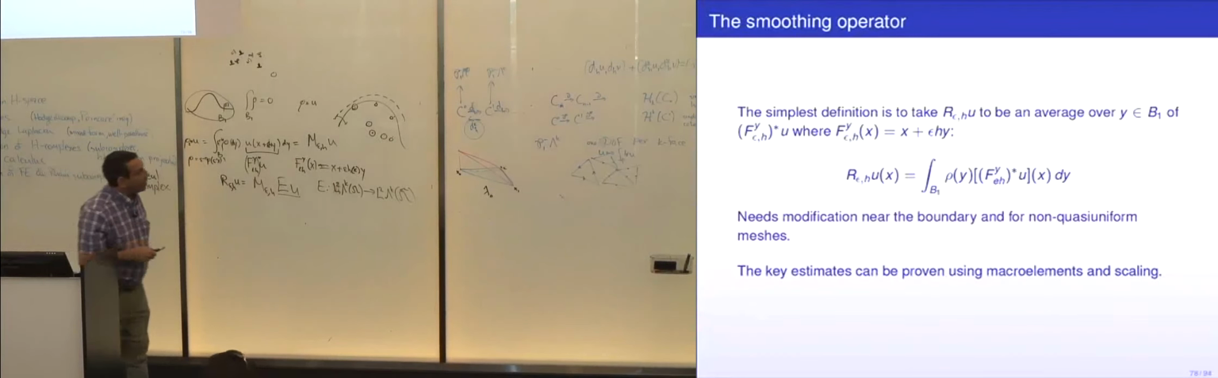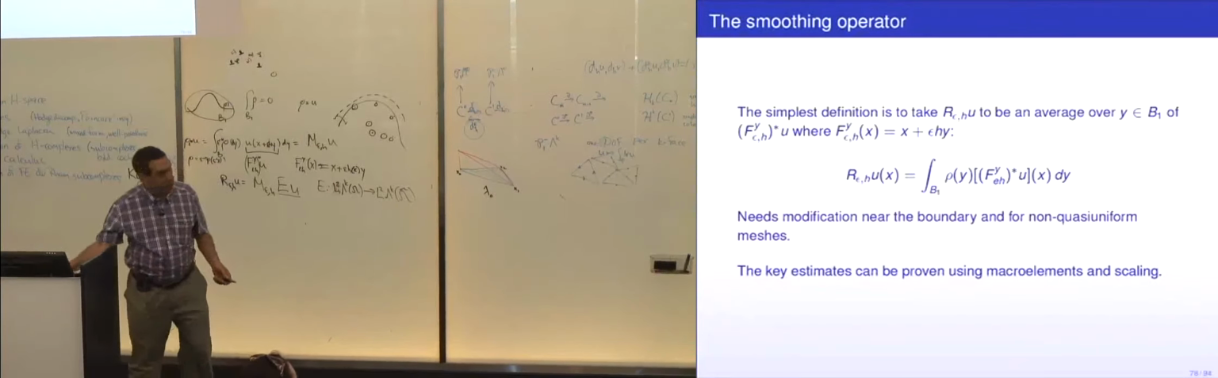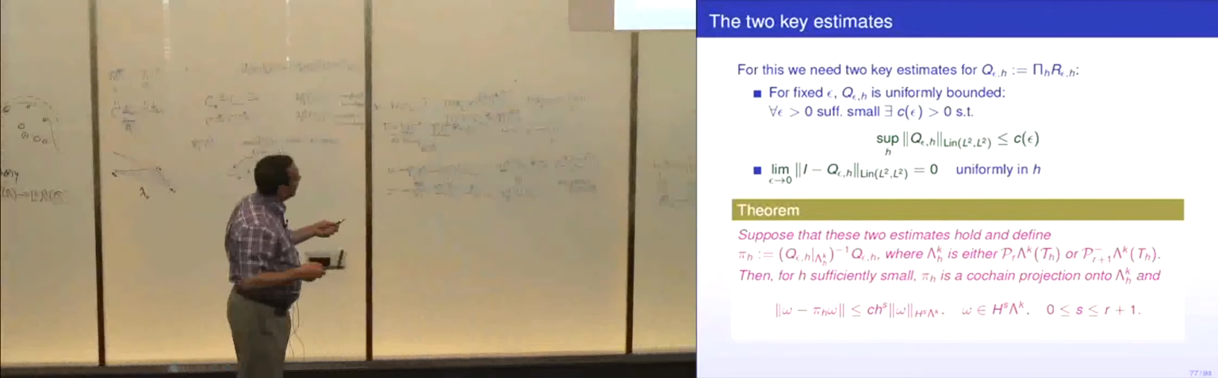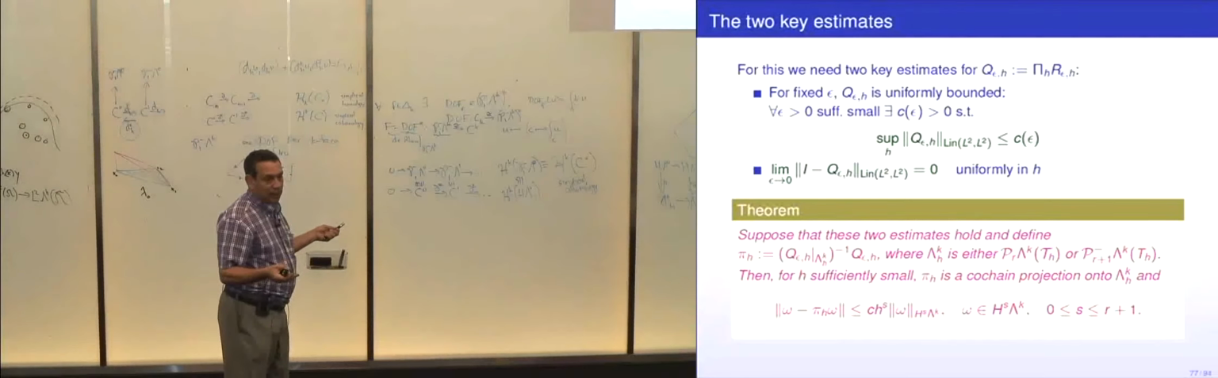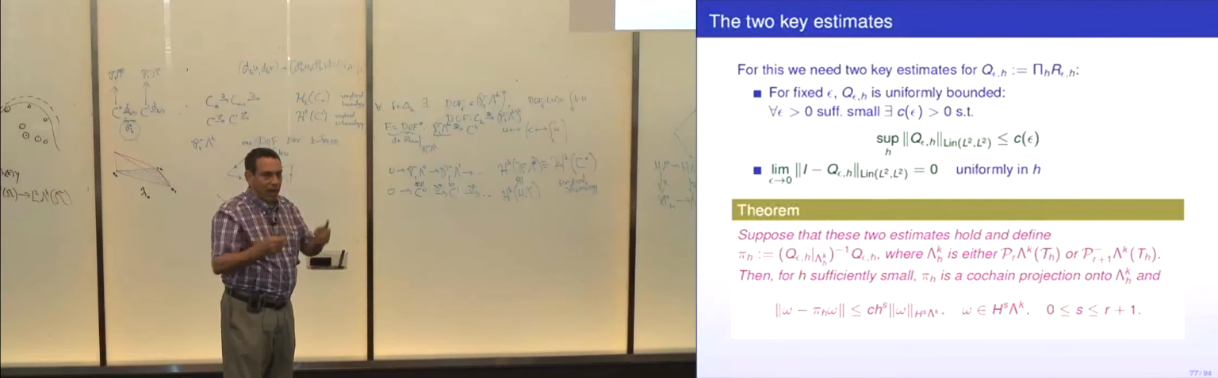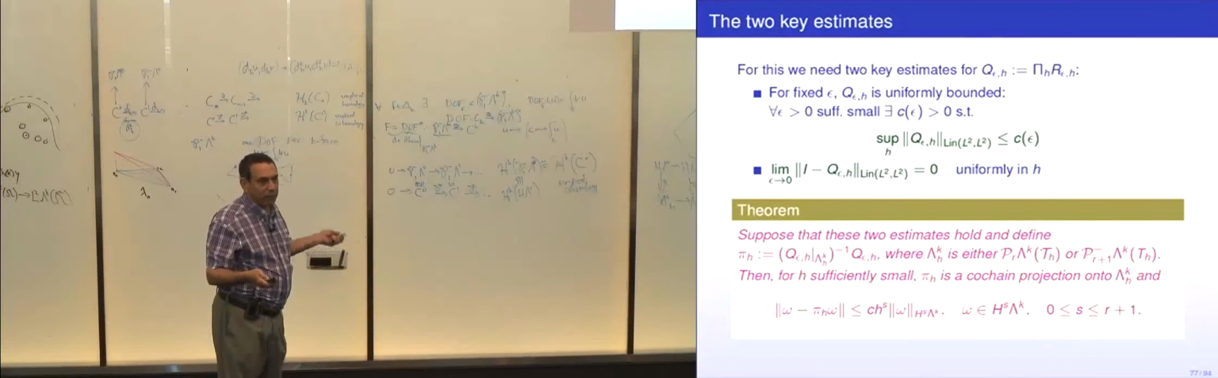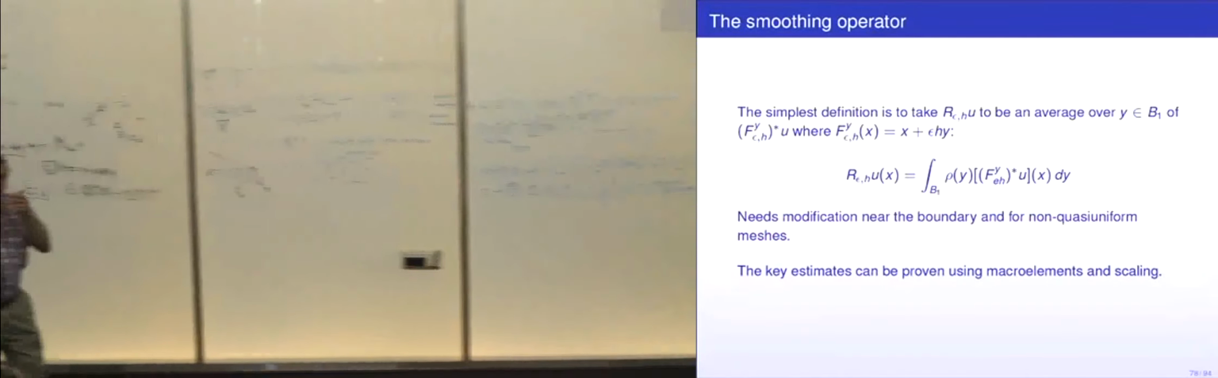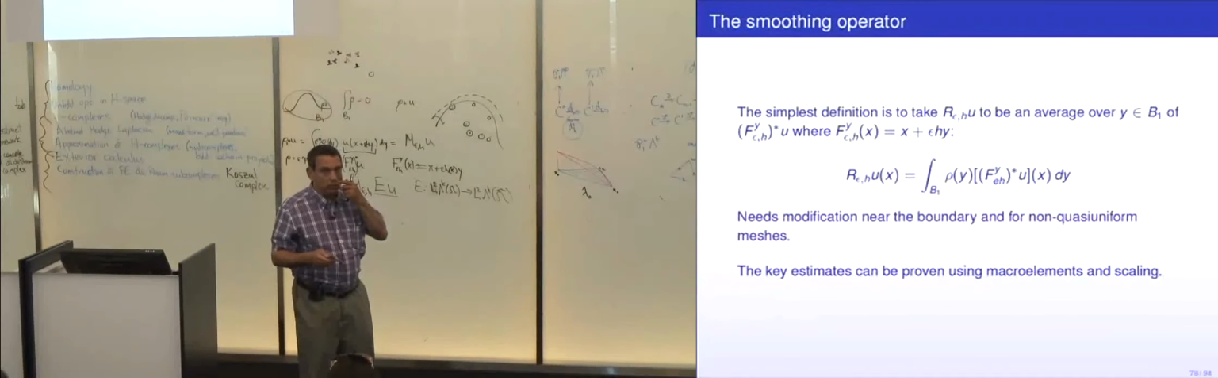Okay, and then, of course, with this definition, you have to prove these two key guys. And basically, it's scaling and macro elements, and making use of that epsilon, but that's where it gets technical. Any questions?